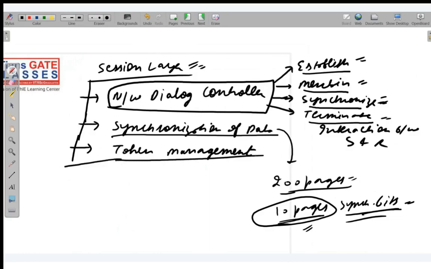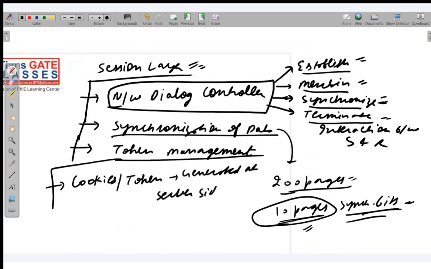Next is token management. Token management means tokens are nothing but your cookies. You might see pop-ups to accept cookies. So what are cookies? Cookies, or you can call them tokens, are generated at server side and stored at client side.